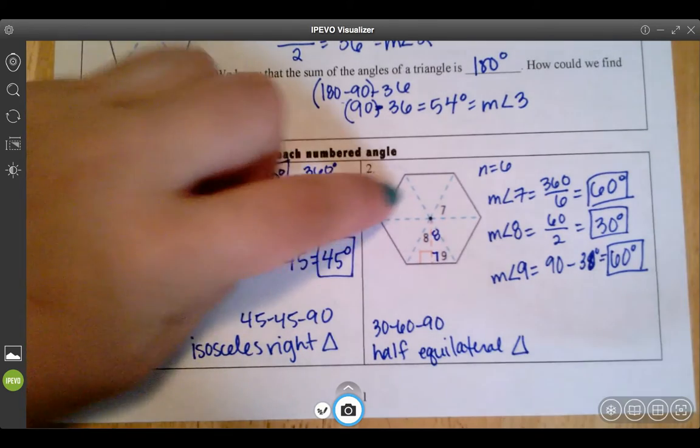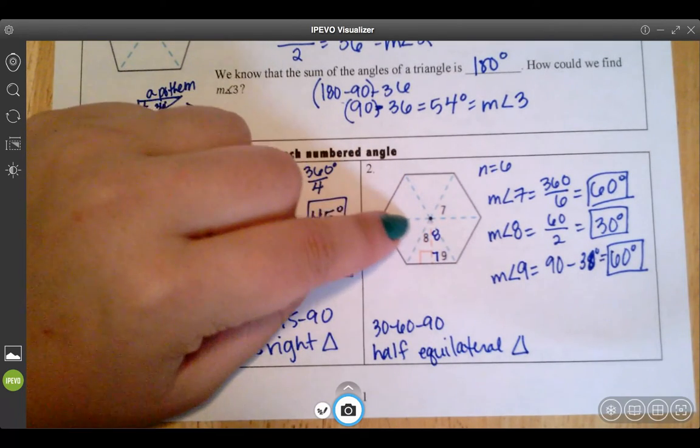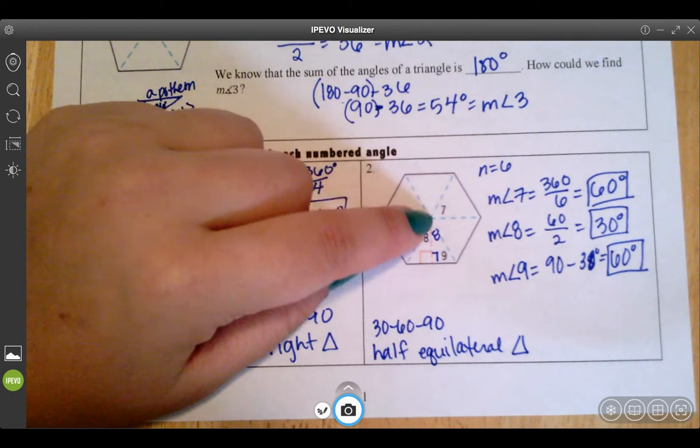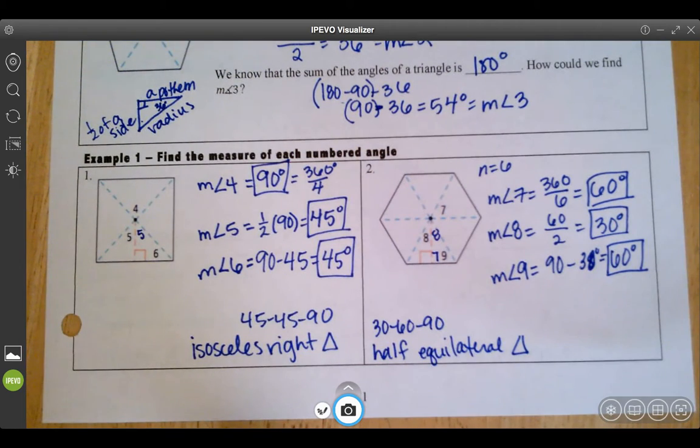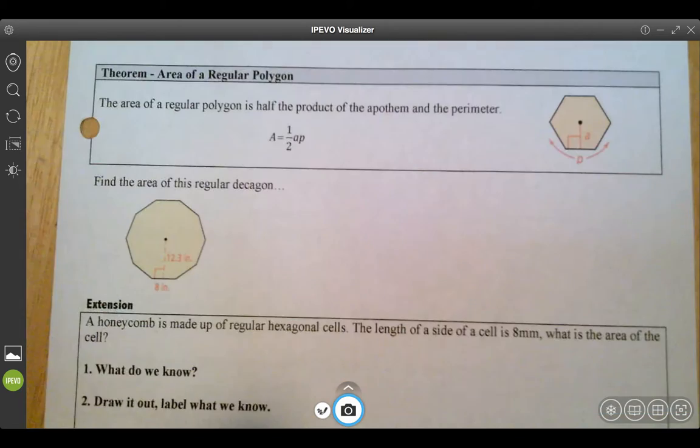That tells me that each of these triangles made from the central angles is an equilateral triangle. Let's take a look at our next page. So now we're getting into how do we actually calculate the area. And those angles are going to come into play because they're going to help us find the side lengths that we need in order to calculate the area.